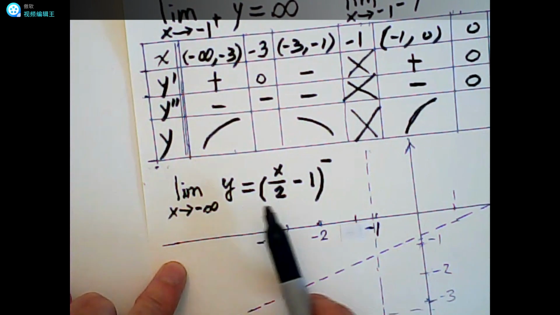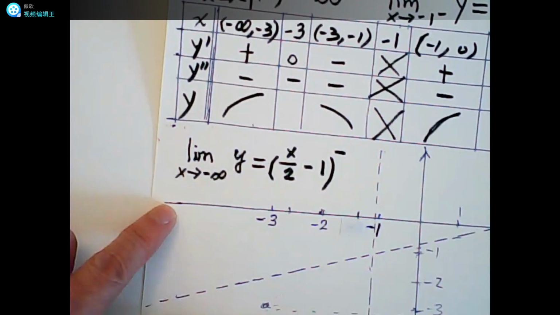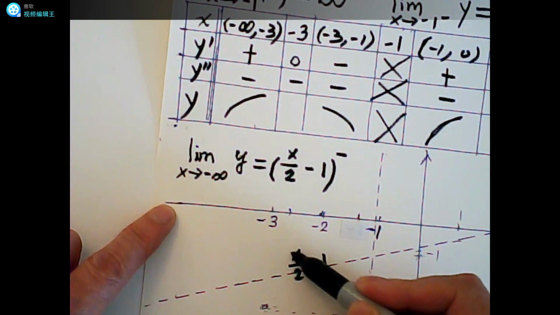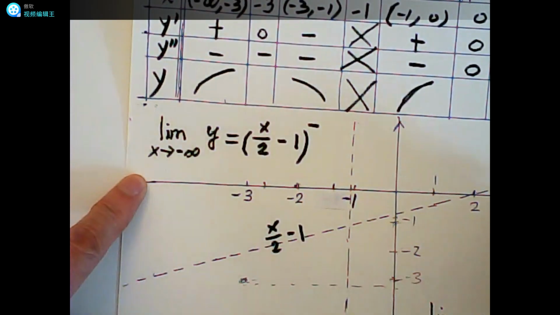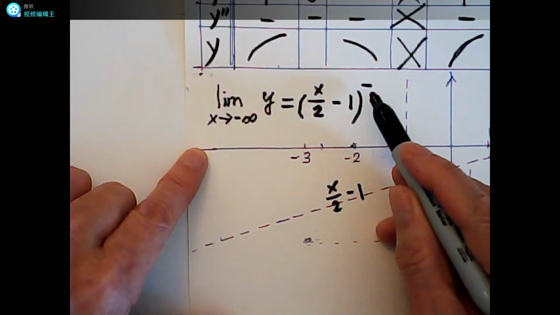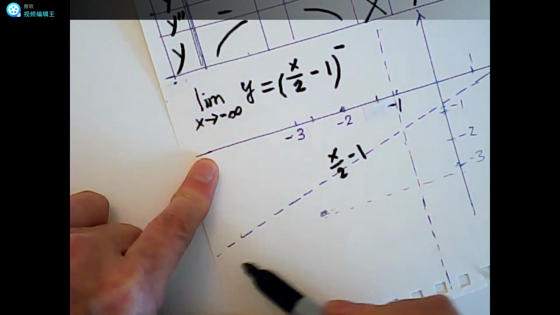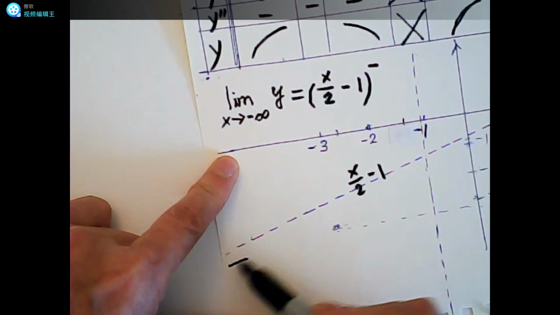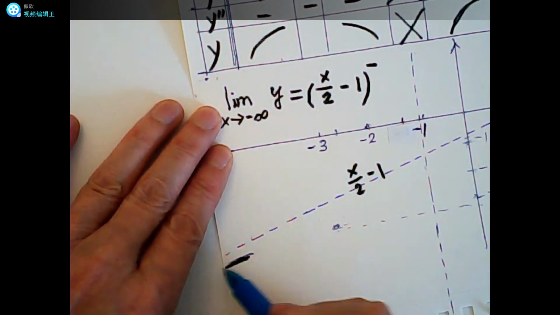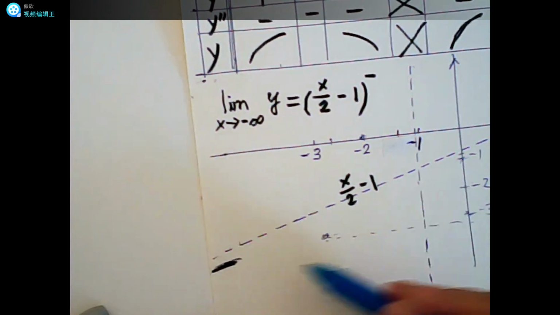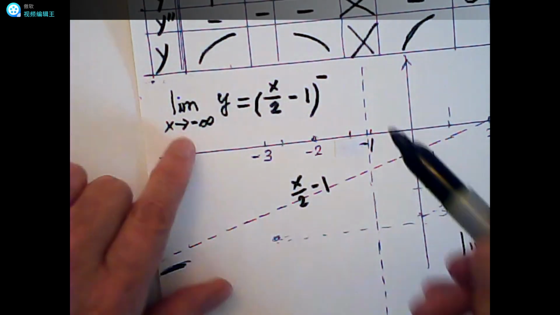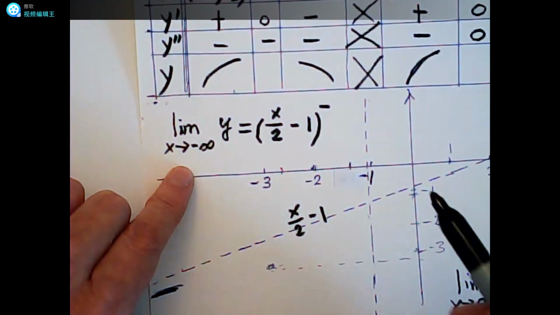When x approaches negative infinity, y is approaching this straight line. This is half x minus 1. This is the straight line. So y is approaching this line from below. It looks like this, right? That means closer and closer to this line when x is a very large negative number, until this point, -3.